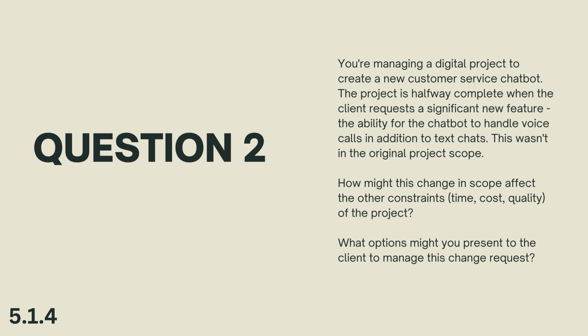How might this change in scope affect the other constraints, time, cost, quality of the project? What options might you present to the client to manage this change request? Take a moment to think about this. You might want to pause the video and write down your thoughts. In our next section, we'll be discussing project dependencies.